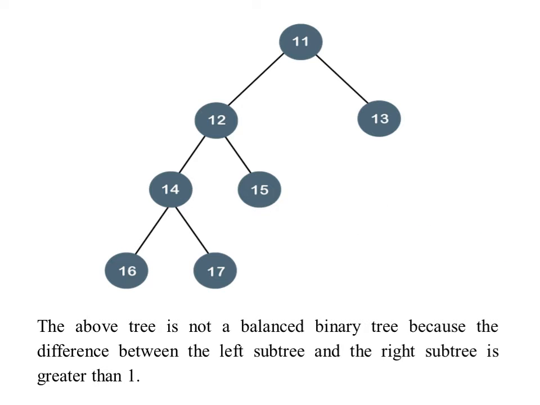Balanced means it should be balanced between the right and left subtrees. Here in this diagram it is not balanced. Therefore, it is not a balanced binary tree.